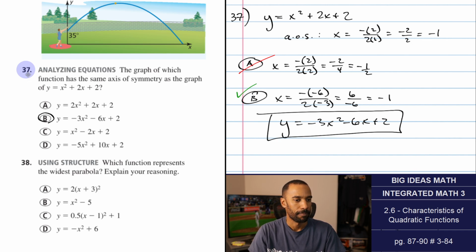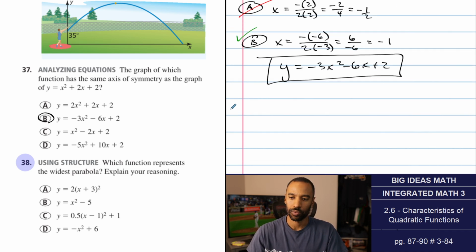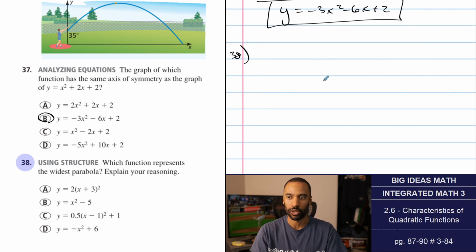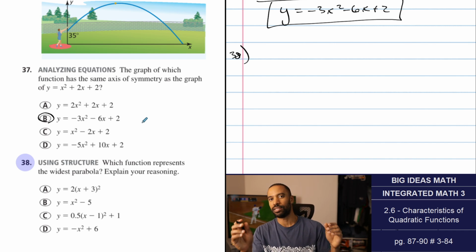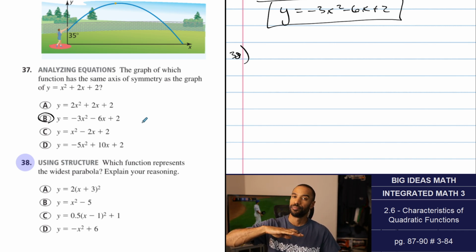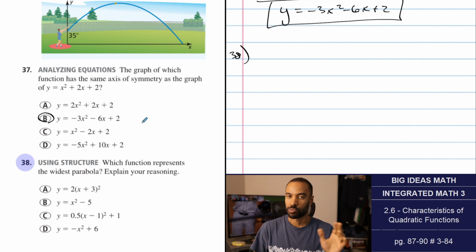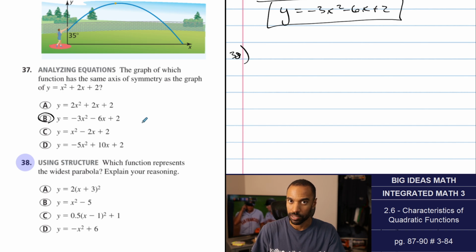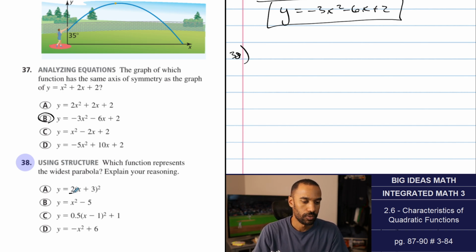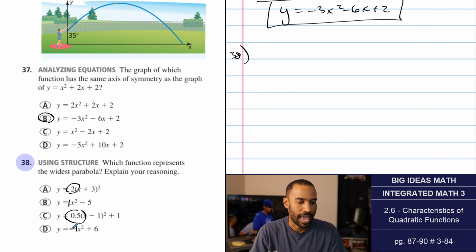Okay, number 38. Using structure. Which function represents the widest parabola? Explain your reasoning. I'm just going to look at all four with you right now. Widest means most vertical compression, least vertical stretch. The smallest a value is what you want. It doesn't matter whether it's positive or negative, just the absolute value, the smallest that's not zero. This one's 2. This one's 1. This one's 0.5, which is 1 half. This one's negative 1, and negative 1 is the same as 1. 2 is narrower because it's taller. 0.5 or 1 half is the smallest.